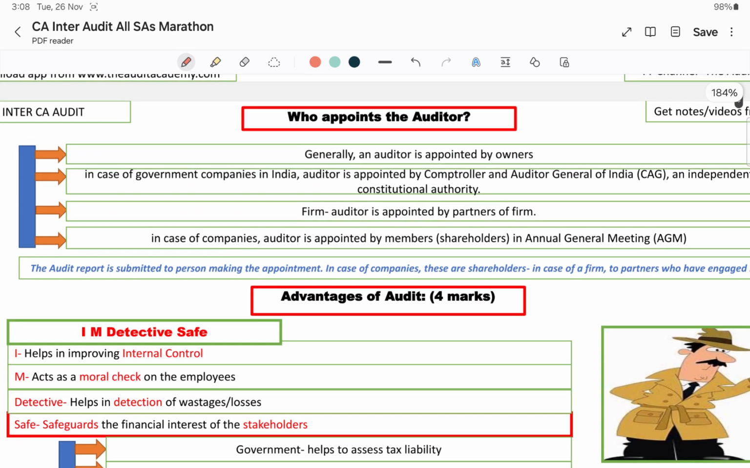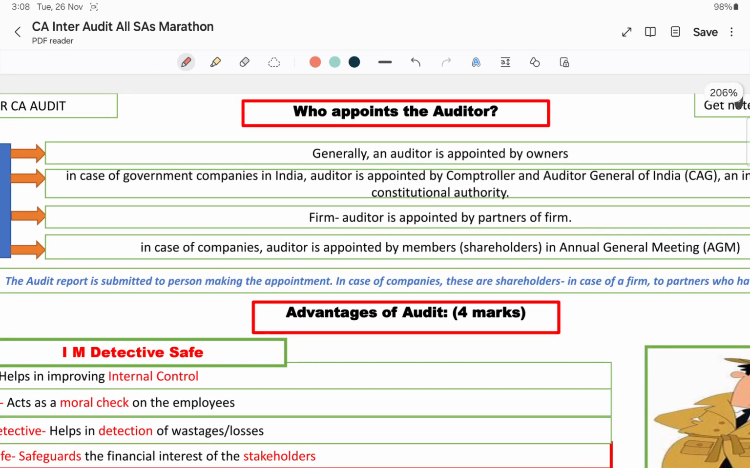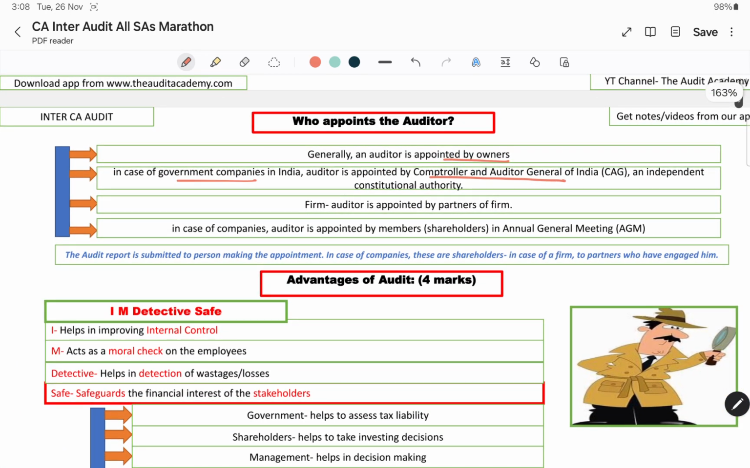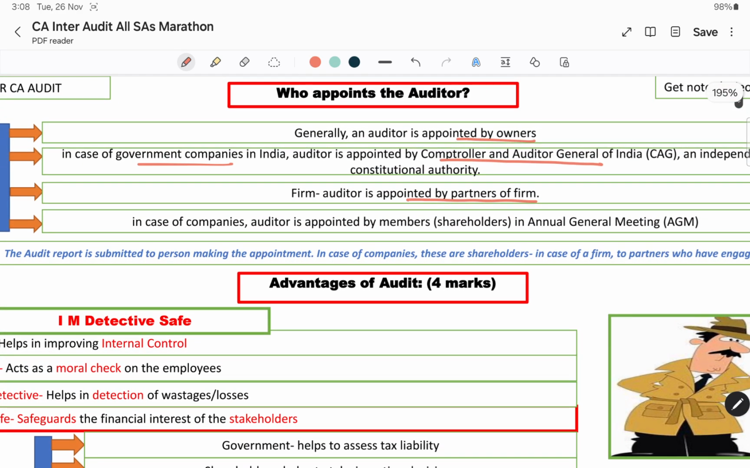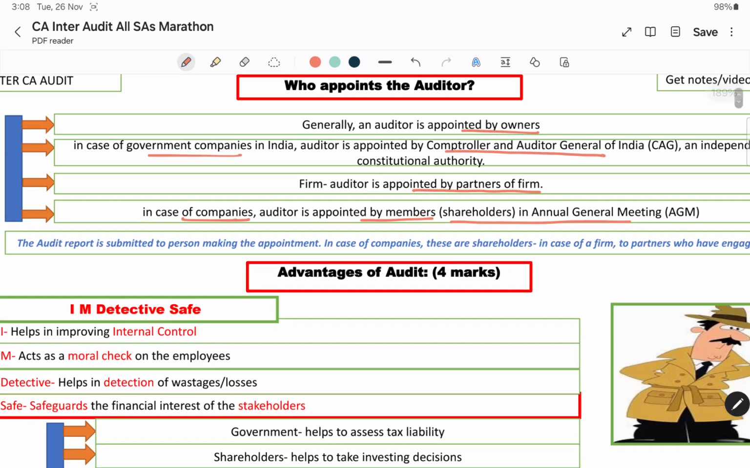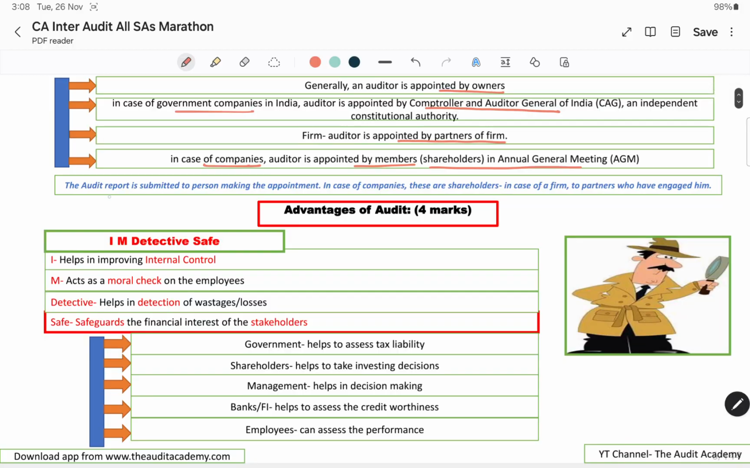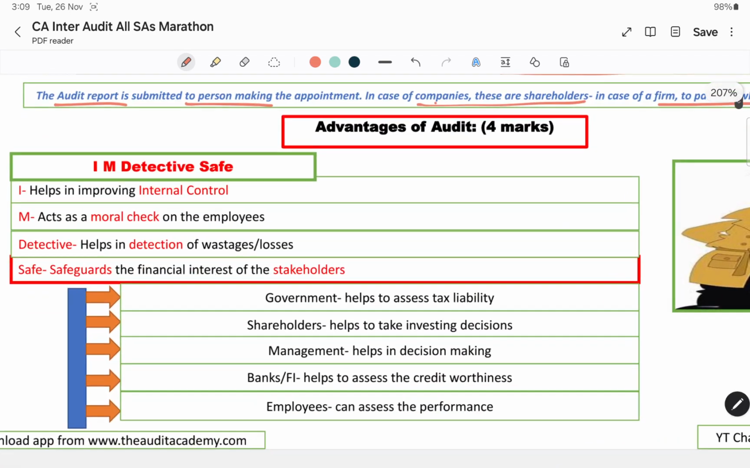Okay. So, who appoints the auditor? Generally, an auditor is appointed by the owners. In case of government companies in India, auditor is appointed by CAG, Comptroller and Auditor General of India, an independent constitutional authority. In case of firm, auditor is appointed by partners of the firm, and in case of companies, auditor is appointed by members, it means a shareholder in AGM. The audit report is submitted to the person making the appointment. In case of companies, these are the shareholders, and in case of firm, the partner who have engaged him.